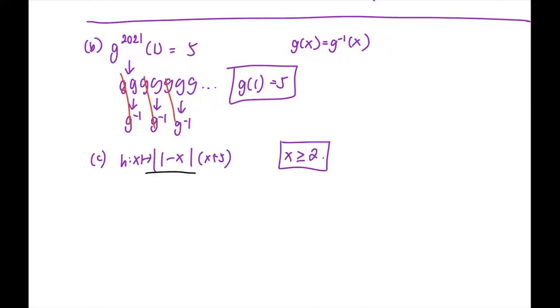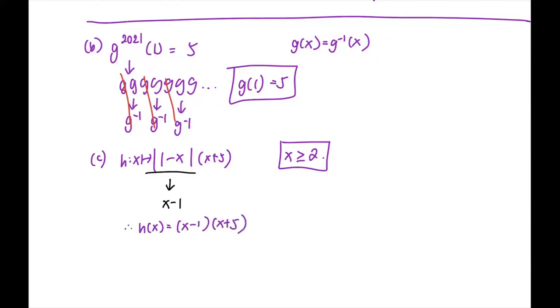Should it be mod of 1 minus x? No, this can be rewritten into x minus 1. Understand? For all possible values of x greater than 2, the mod section will be rewritten as x minus 1. And you need to change out the mod because you need to solve for it. So now we have h of x equals to x minus 1, x plus 5.